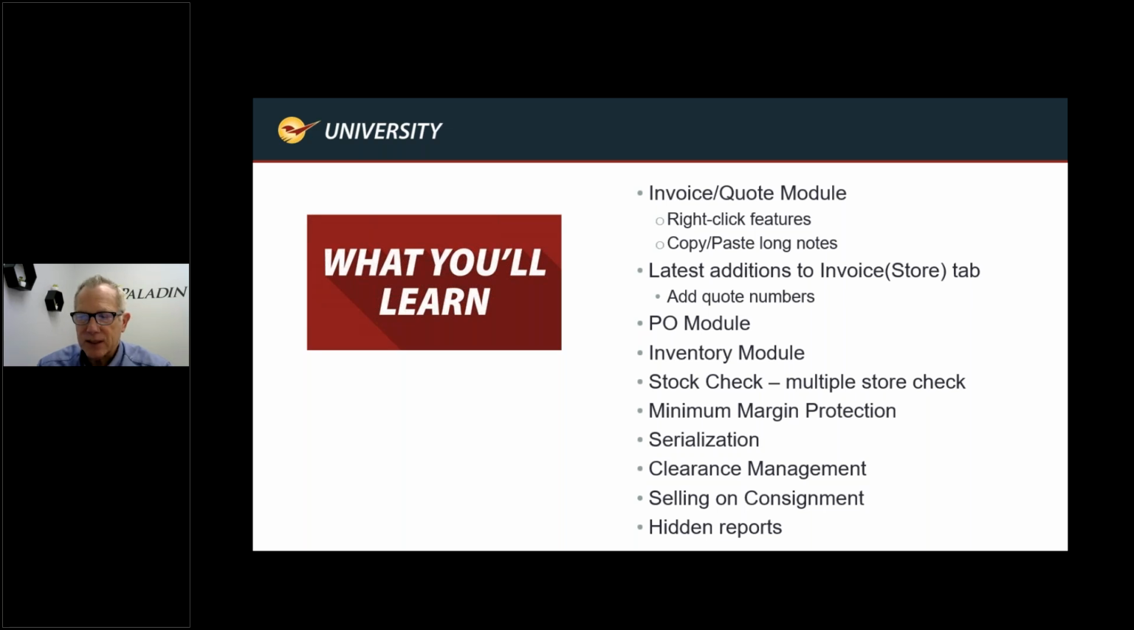Beyond that, we'll look at some of the little tips in the PO module and the inventory module. Also, we're going to go over the stock check and how we support stock check for multiple stores. So if you own more than one store and you're on a single store version of the Paladin product, we do have multi-store. With multi-store, you can see what's in the other stores' inventory. Well, now you can do that in the single store product. So we'll talk about that.